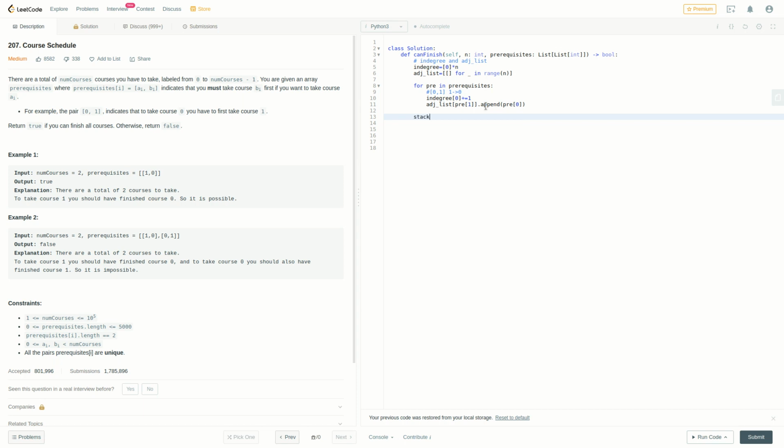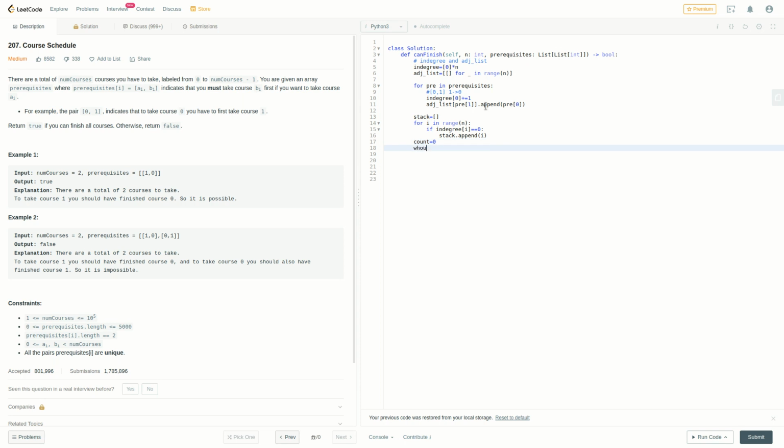Now I will see which vertices have integer value of 0, and I will keep them in a stack. For this, for i in range n, if integer i is equal to 0, stack.append each course. Now I will start to remove, but before I remove I need to initialize the count variable. As I remove, I will update this count variable.